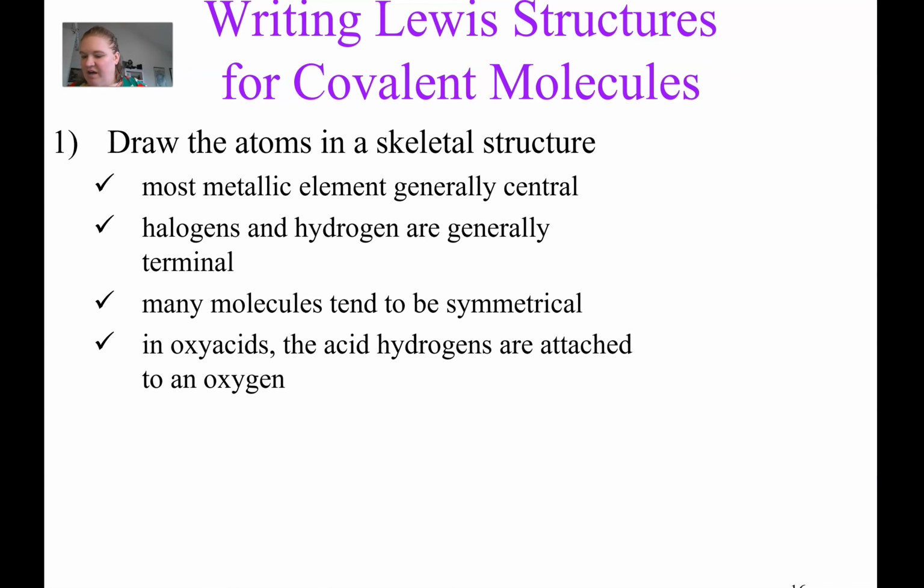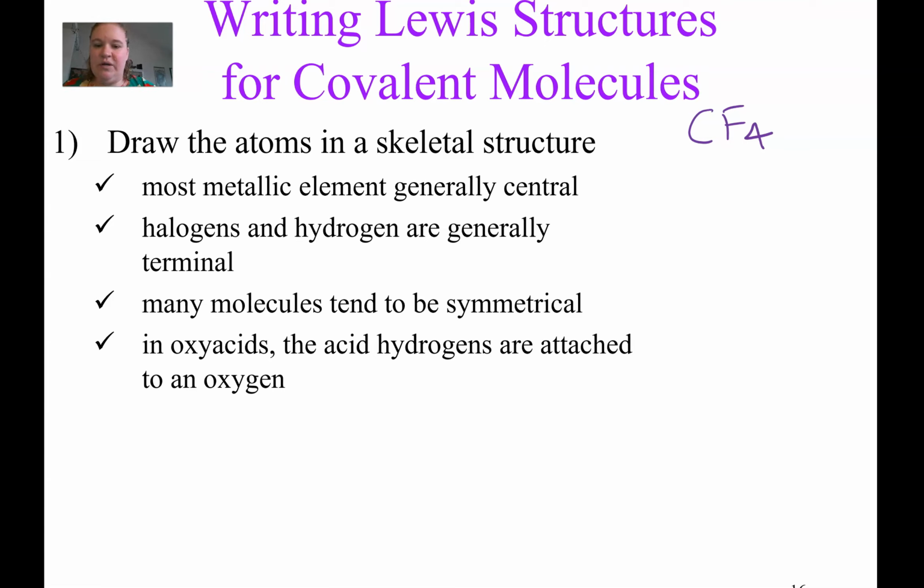Okay, so we are going to talk about how to do this, and then we're going to practice a couple as well. We're going to do one as an example, so I'm going to start with CF4. What we're doing on these next couple slides is figuring out how to draw a Lewis structure. Step number one says we're going to draw the atoms in a skeletal structure. So we're not connecting anything together. We're not actually drawing the bonds. We're really just getting the shape correct.